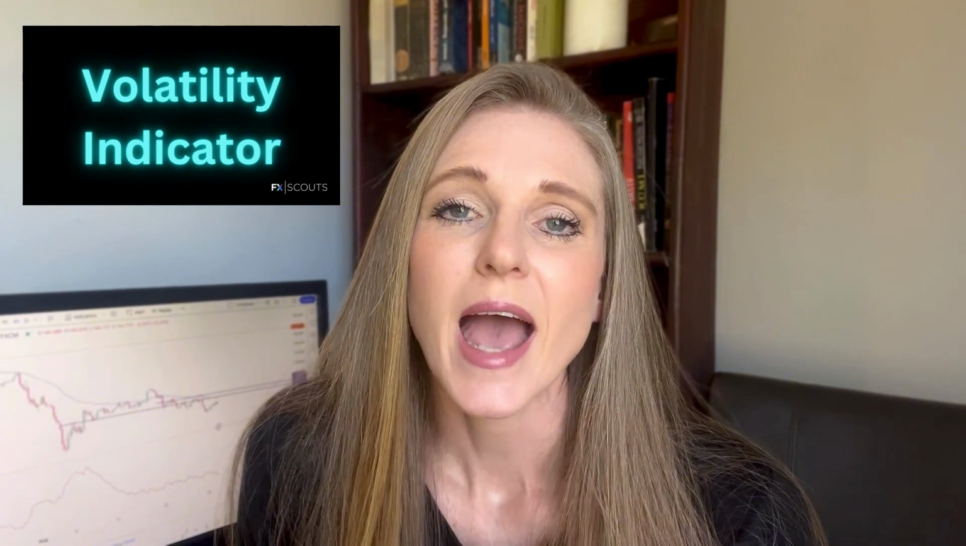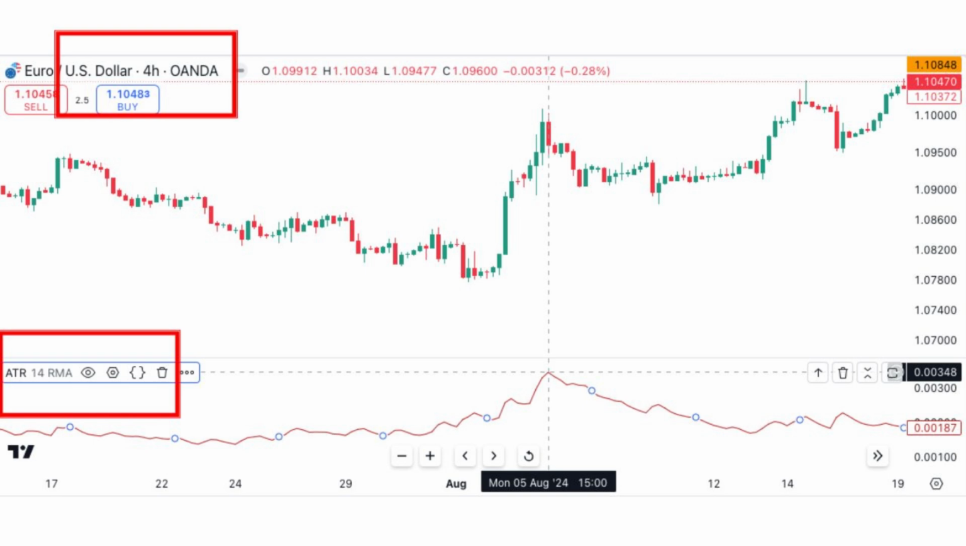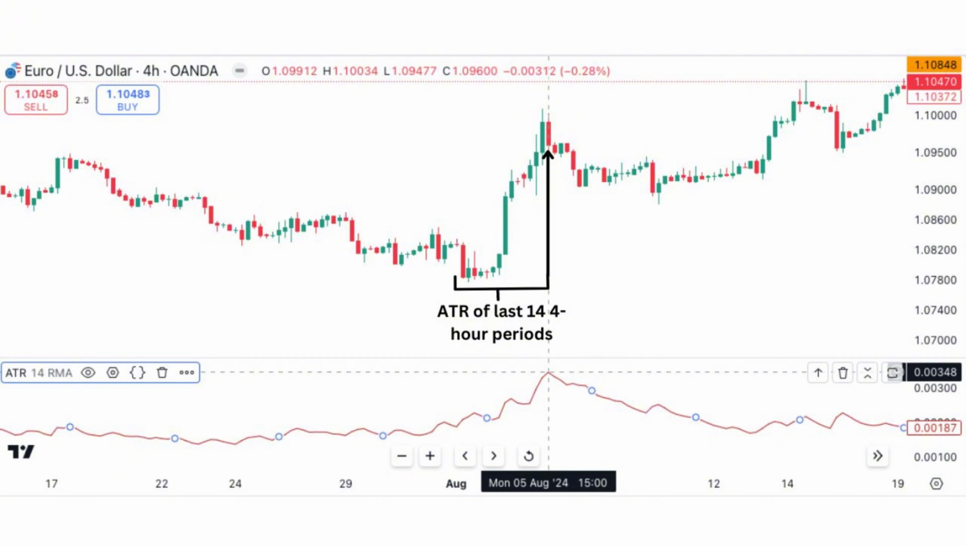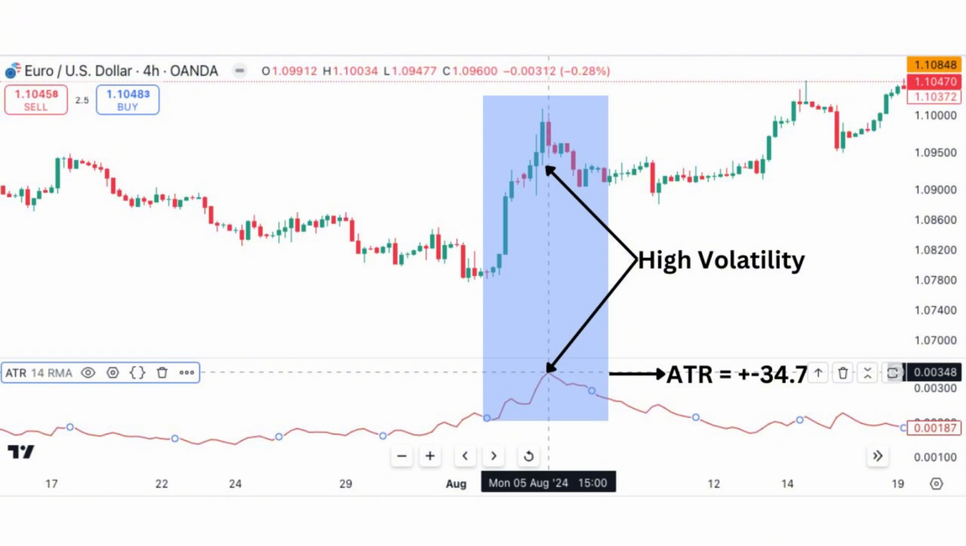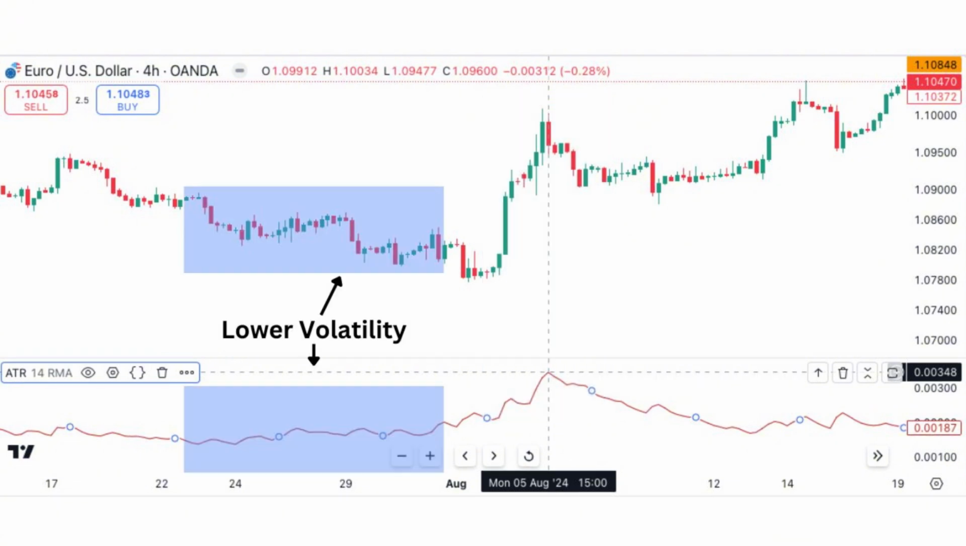And this is where the average true range comes in. Now, as we know, the average true range is a volatility indicator, and it indicates how much volatility there is in the market over a certain period of time. So for example, as you can see here, the ATR is set to 14, and this is the 4-hour chart. So it measures the average true range of the last 14 4-hour periods and averages it out. And as you can see here too, when the market is highly volatile, the ATR value is high. So for example, this spike showed an average true range of around 34.7 pips, whereas here, when the volatility was low, the ATR value was low too.